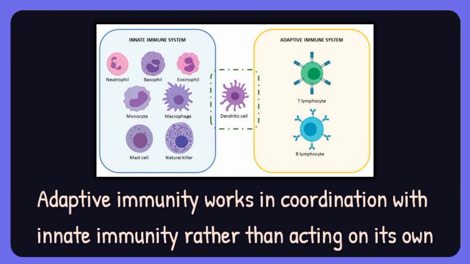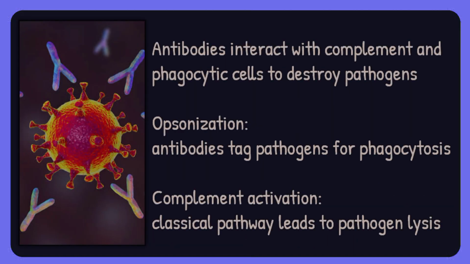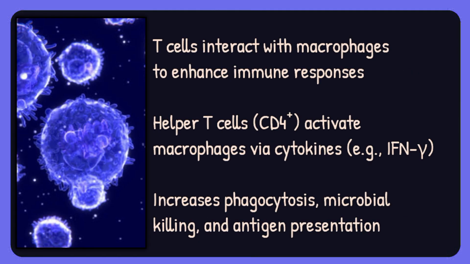Adaptive immunity works in coordination with innate immunity rather than acting on its own. Antibodies team up with complement proteins and phagocytic cells to take down pathogens. One way they do this is through opsonization, which is basically tagging the invaders so phagocytes know exactly what to eat. Another way is complement activation, where the classical pathway kicks in to punch holes in the pathogens and destroy them. T cells work with macrophages to boost the immune response.